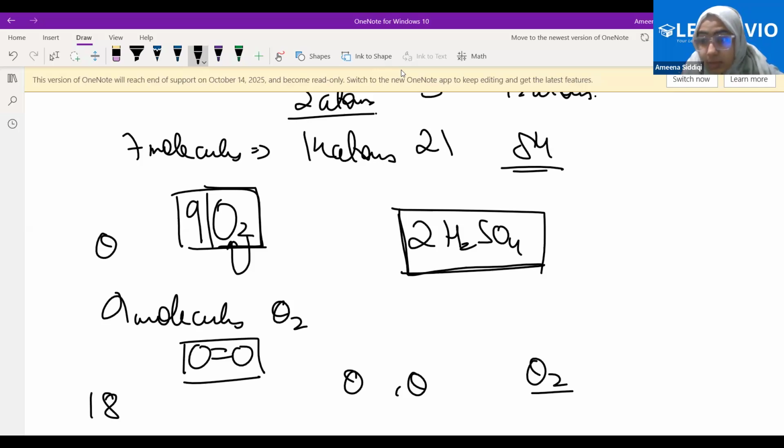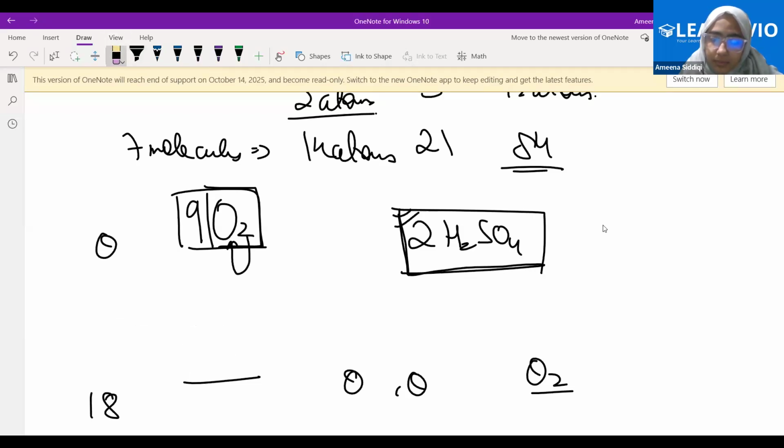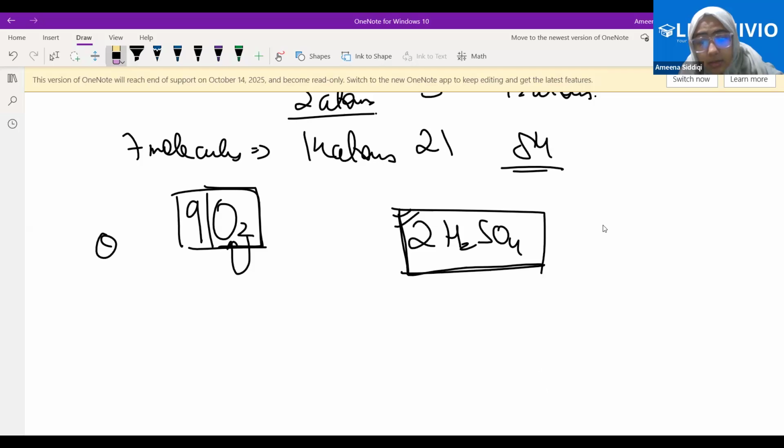So in one molecule, if I ask you, how many elements are there? Three. Name them. Hydrogen, sulfur, oxygen. And in one molecule, Umaima, how many atoms of hydrogen are there? Two. Good. How do you know that? Just see this number. This is telling you the atoms in one molecule. This is telling you the number of molecules. So we can just multiply that.